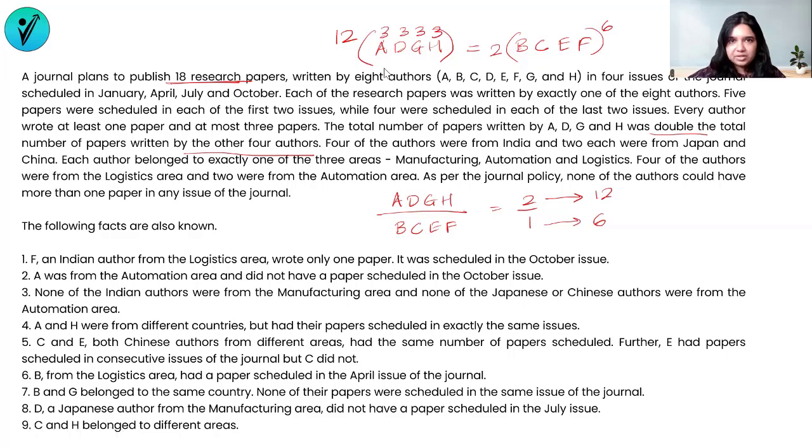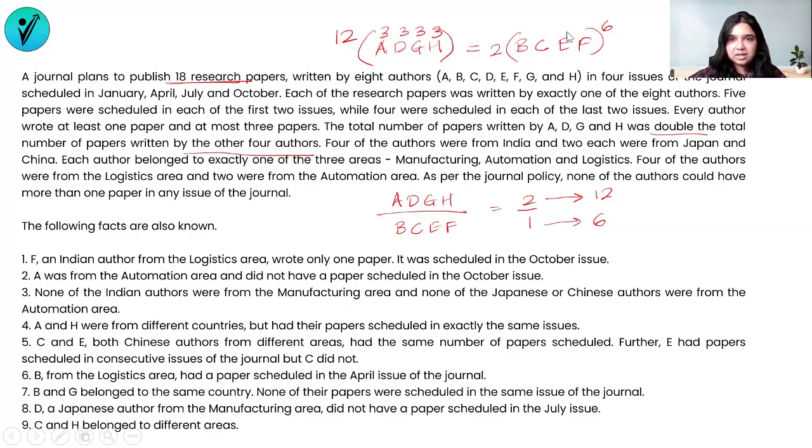That is the only way to account for the 12 papers written by this group. So this group has written a total of 12 papers. That means each of them must have written 3. The moment I reduce A by 1, let's say A has taken 2 papers, then I need someone else to take that extra paper. But I cannot have any author write more than 3 papers. That's why every author must have written or published exactly 3 papers.